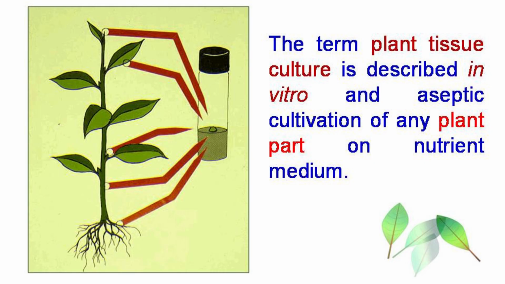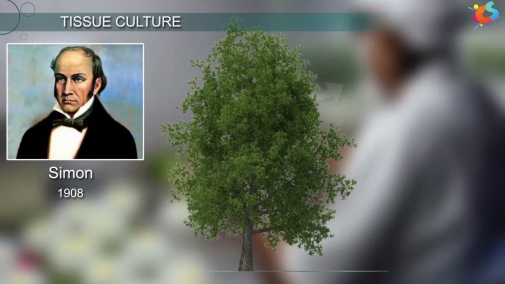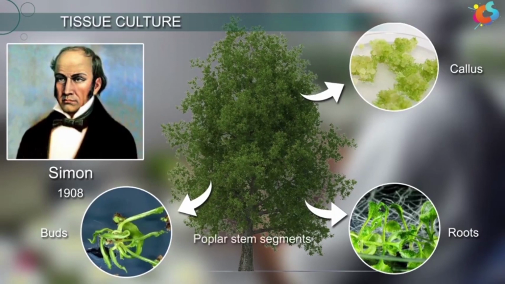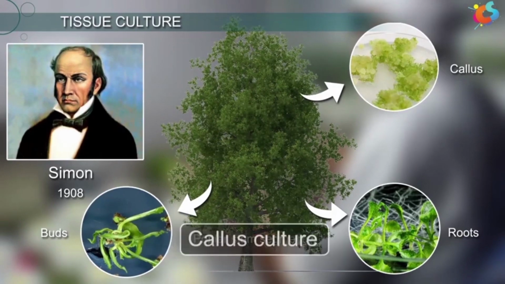Now, as I already mentioned, what is an explant? An explant is nothing but a portion of tissue taken from a plant. If it is taken from a leaf, then it is called a leaf explant. If it is a shoot tip, then the explant is known as a shoot tip explant. If the portion of tissue is from a root, then it is called a root tip explant.